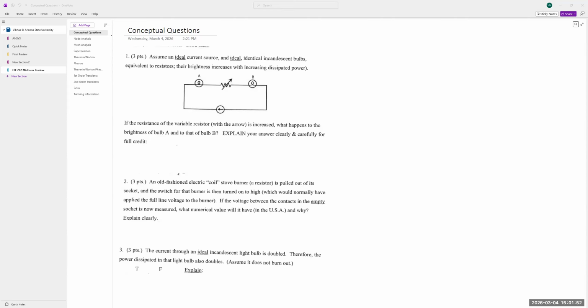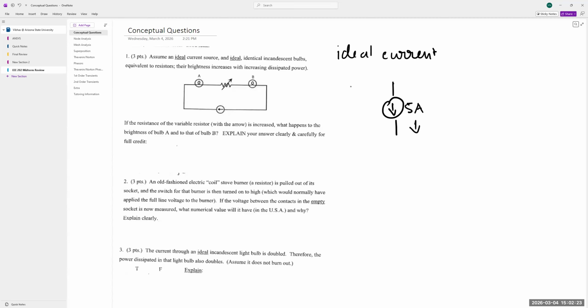Over here, I'm going to go over a few conceptual questions, which you can see on your screen. Let's work through these and try to understand what concept they're trying to talk about. In the first question, we have an ideal current source. An ideal current source is one that ensures that a constant current keeps flowing through the circuit at all times.